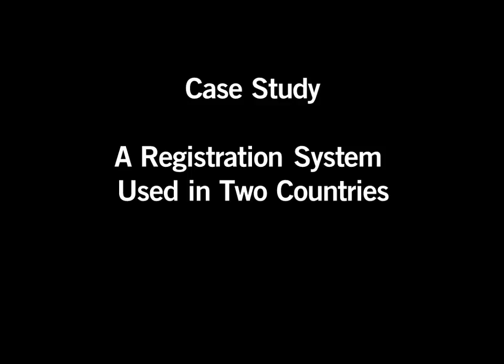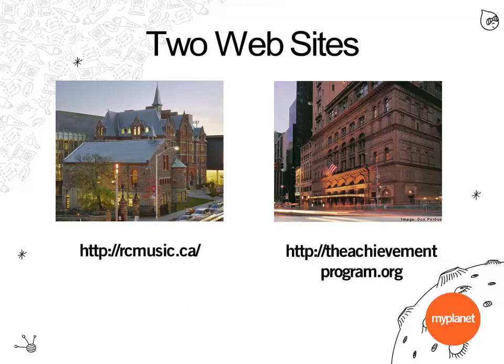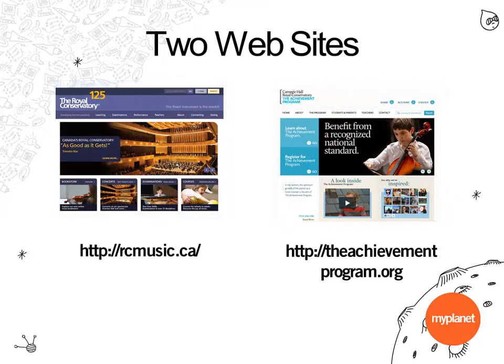So through the presentation, I want to make reference to a project that we're doing at My Planet. It's still underway. We're still in the process of doing it. And it's basically a registration system for music exams in 2 countries. That's Canada and the US. In Canada, it's with the Royal Conservatory of Music. And the same system exams are being used by Carnegie Hall for the Achievement Program in the US.